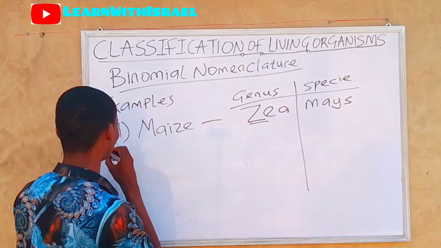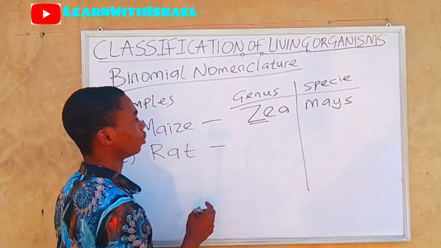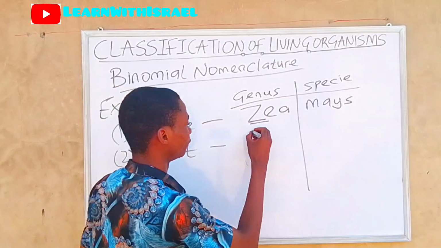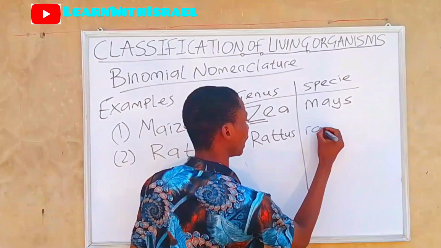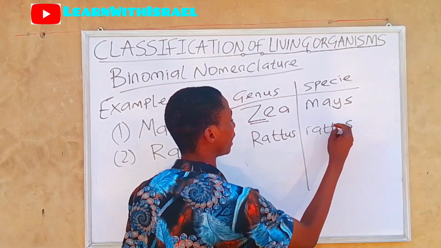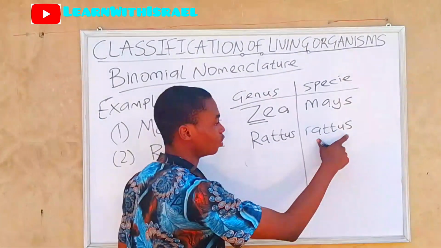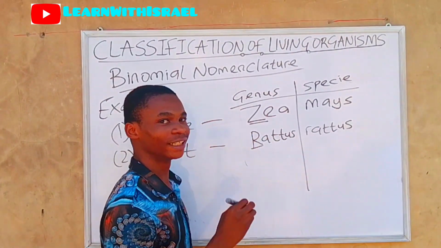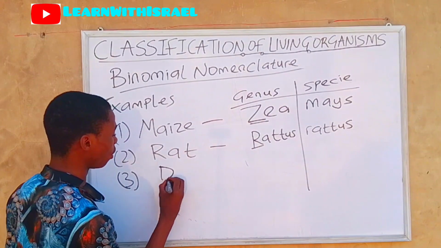So we also have another example, rat. The two Latin words that form rat are Rattus rattus. The genus is Rattus, while the species is also rattus. The species must be lowercase, while the genus must be capitalized. So now let's move to the next one, which is dog.